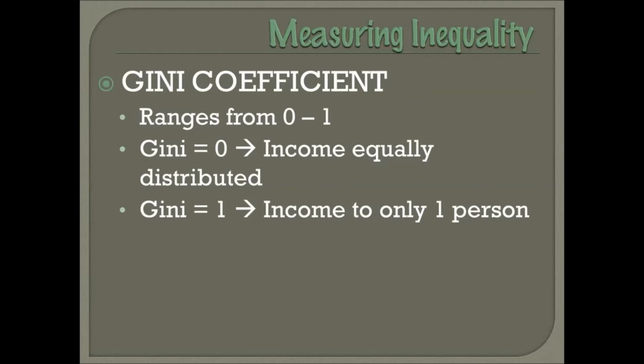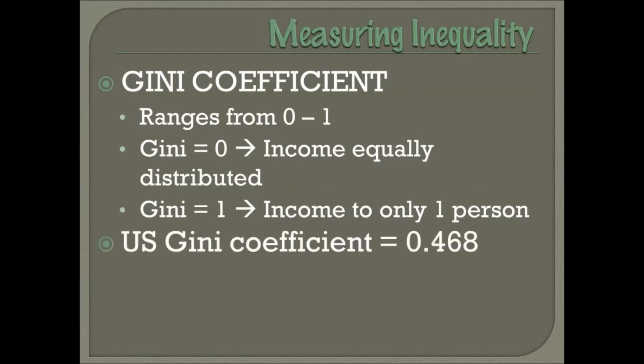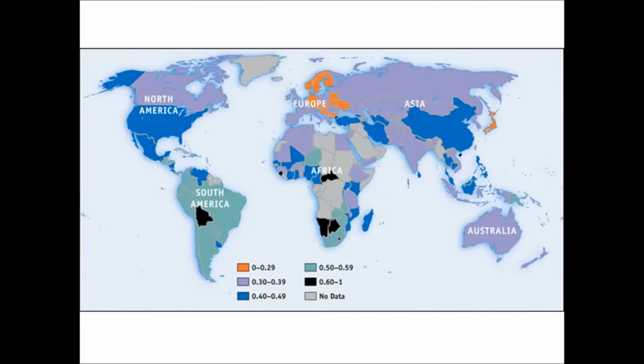For the United States, the last time it was measured that I could find, we had a Gini coefficient of 0.468. So we're not highly equal, but we're also not highly unequal. We're sort of in the middle. And if we look at a map of global Gini coefficients, we'd see that there are some countries that have a much lower Gini coefficient, largely in Europe, and other countries where there's a much higher Gini coefficient with a strongly unequal distribution of income, particularly in some of the South American countries that you see on the map.